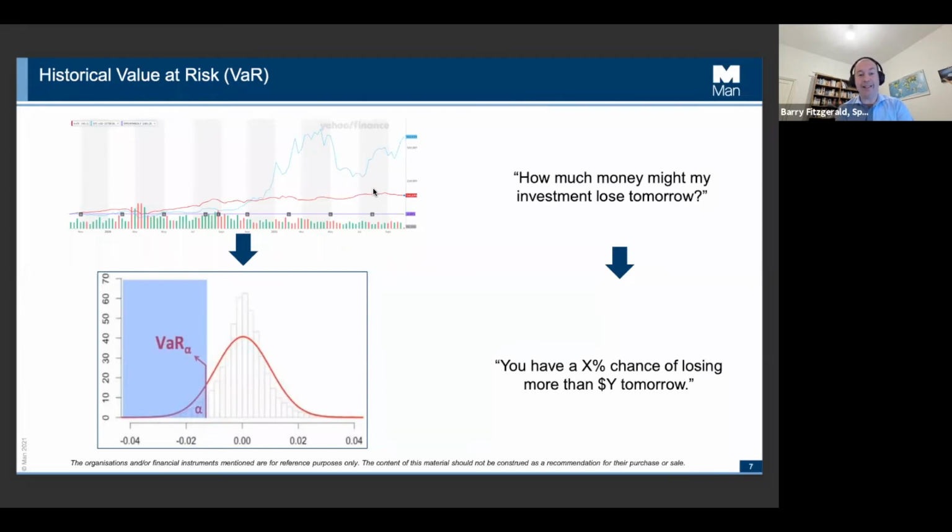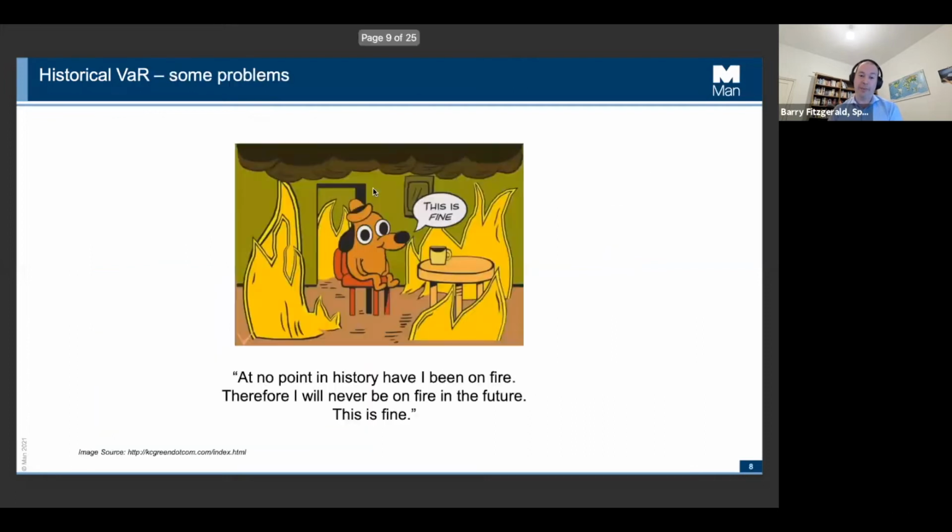And it has lots of advantages. It's computationally very efficient. It's quite easy to calculate. It's very interpretable. If you tell someone you have a 1% chance of losing 10% tomorrow, you can actually show them, well, on these days in the past, if something similar happened, you would lose this much of your portfolio. So there's no fancy maths. It's all very interpretable. But there's lots of problems with it too, and I'll discuss some of those.